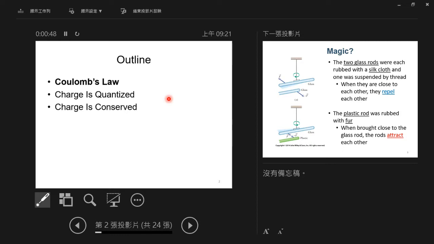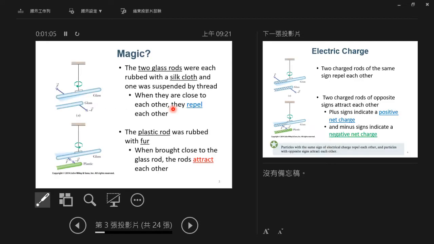Okay, so chapter 21 is about Coulomb's law, Coulomb定律. In this section, we'll talk about the original Coulomb's law, charges being quantized, and also charges being conserved. So it is some magic.